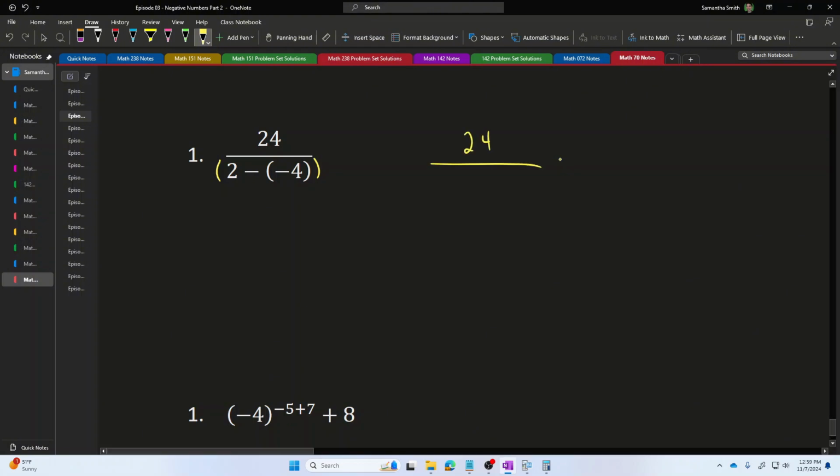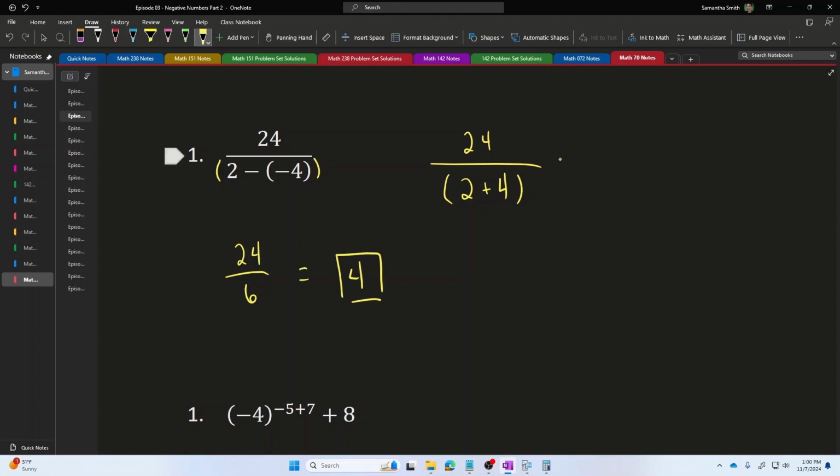And once again, for this subtraction, I think I will use the fact that subtracting is the same thing as adding the opposite. So taking away a negative, taking away negative 4, is the same thing in the end as adding a positive 4, 24 over 2 plus 4. Now 2 plus 4 is equal to 6. So here I have 24 divided by 6. And 6 goes into 24 4 times. So I get 4 from this calculation.